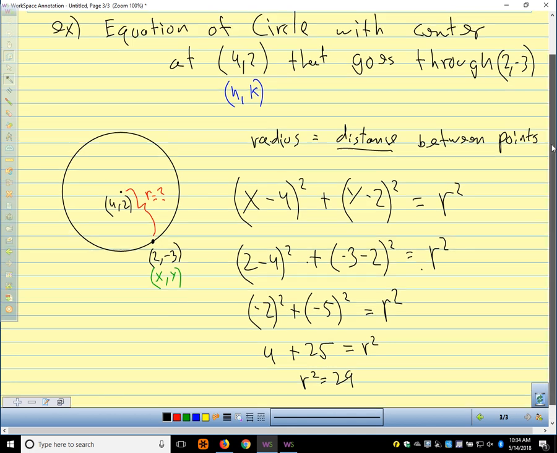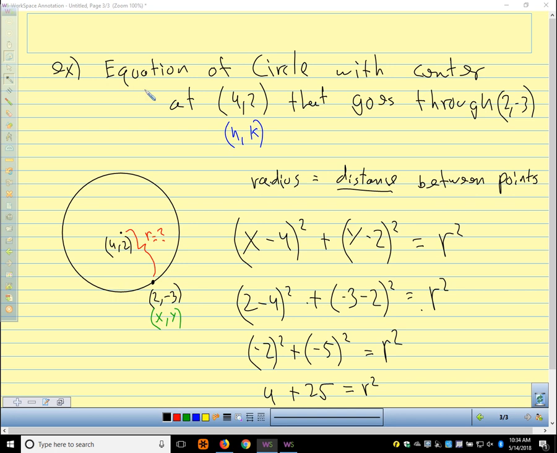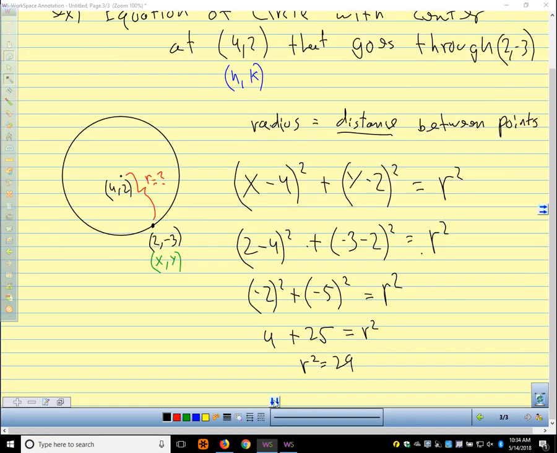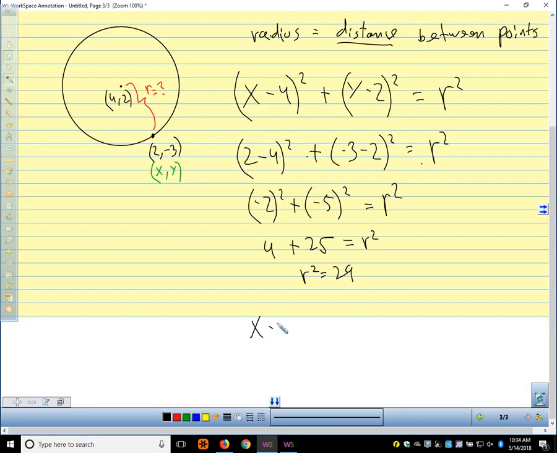We don't need to figure out the radius. We just want the equation of the circle. So my equation is (x − 4)² + (y − 2)² = r², which is 29. And that's my equation of the circle. All right, questions?